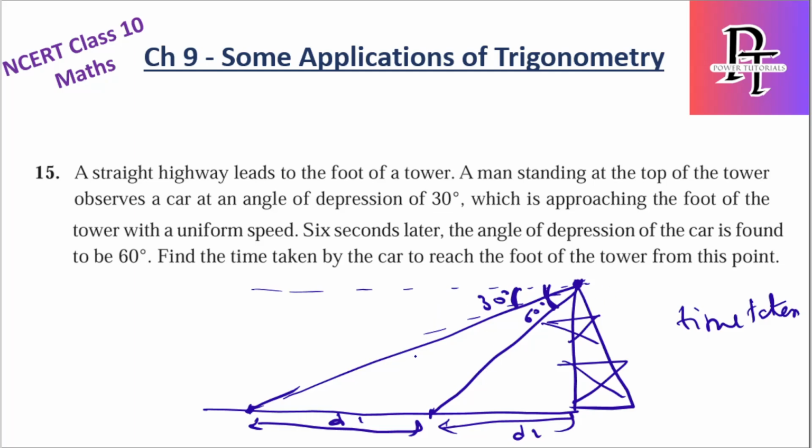Okay, so let's find out using our heights and distances concept. Let's find out d1 and d2 and what is the relation between them. Then we can find out the time taken. Using alternate angles, I can say this is 30 and this is 60, because it is just the alternate angles concept. So let's draw the triangle and solve this question.